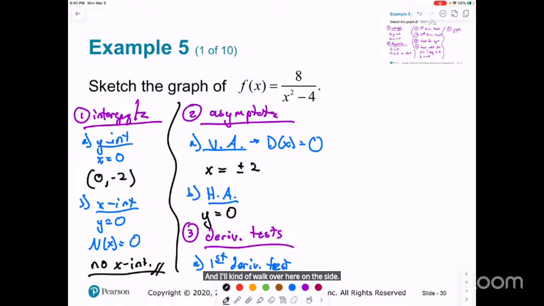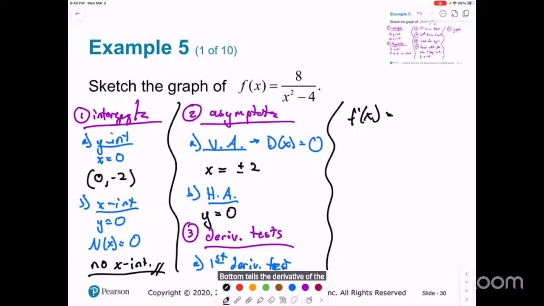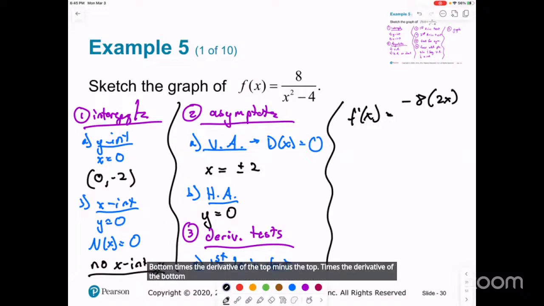Okay. So then let's go ahead and find f prime. Bottom times the derivative of the top minus the top times the derivative of the bottom, over the bottom squared. Okay.